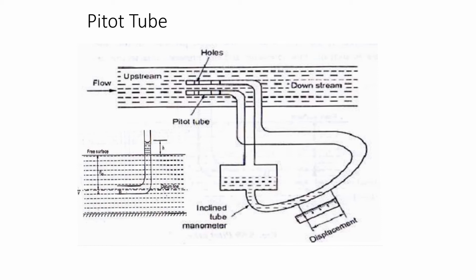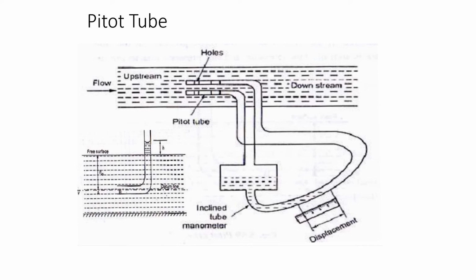Here, static pressure, dynamic pressure, and stagnation pressure, these are the important three terms you have to understand. Static pressure is a constant, whereas the dynamic pressure is varying. Stagnation pressure is the sum of static and dynamic pressure.